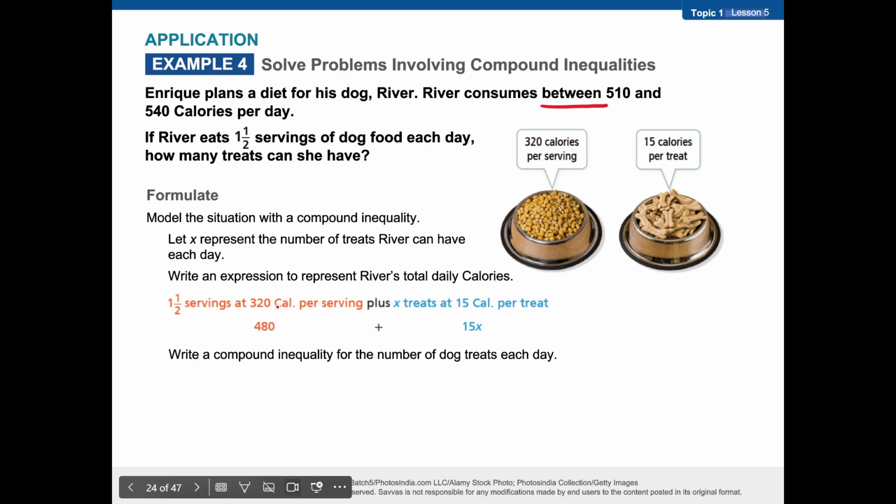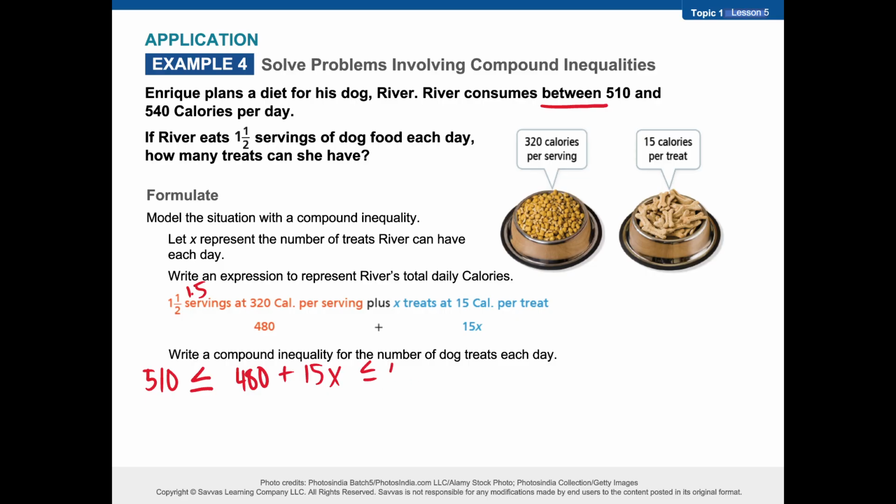So 1.5 servings at 320 calories per serving is 1.5 times 320, which is 480, plus X number of treats at 15 calories per treat is 15x. So write a compound inequality. So 480 plus 15x is your expression that should go in the middle, and then 510 has to be less than or equal to that amount, and this amount has to be less than or equal to 540.